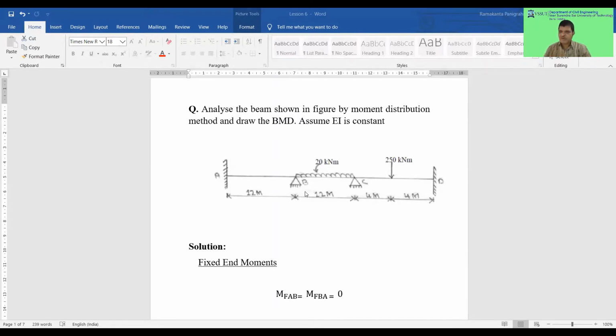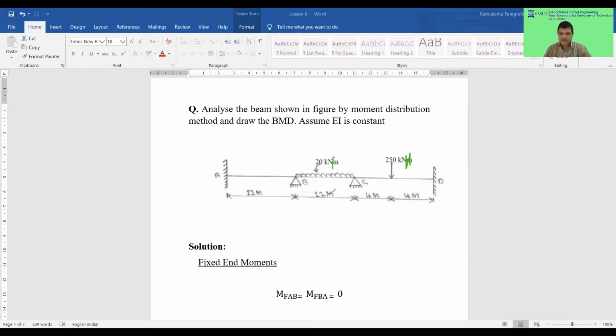Let's discuss some problems on this moment distribution method for continuous beams. This is the first example, where you can see that both ends are fixed. It is a three-span continuous beam, and there is no load on span AB. There is a UDL of 20 kilonewton per meter on span BC, and there is a 250 kilonewton load on beam CD at the center. This is not Newton meter, this is kilonewton, and this is kilonewton per meter.